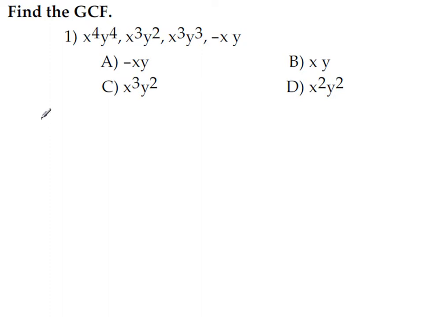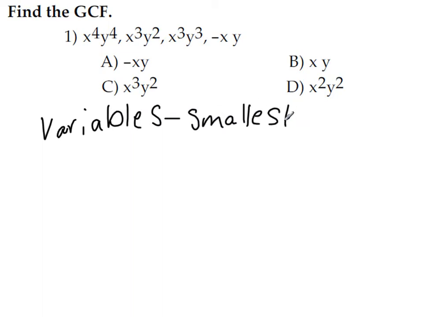So with variables, we always find the smallest degree. And the smallest degree can go into everyone. And that is only when we are looking for the GCF. You might remember the LCM, the least common multiple, in which you pick the largest degree. This is the GCF. So smallest degree wins. So we have x to the fourth, x cubed, and x to the first. Well, x to the first is the smallest degree, so he wins.